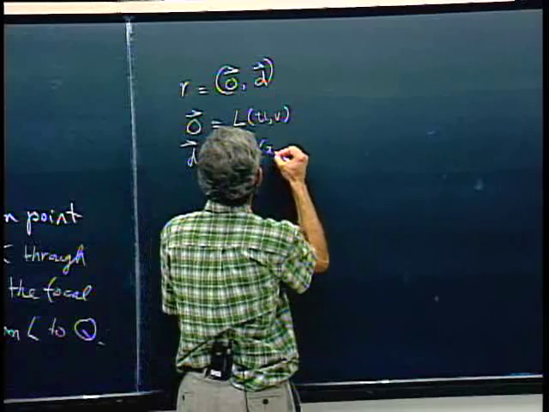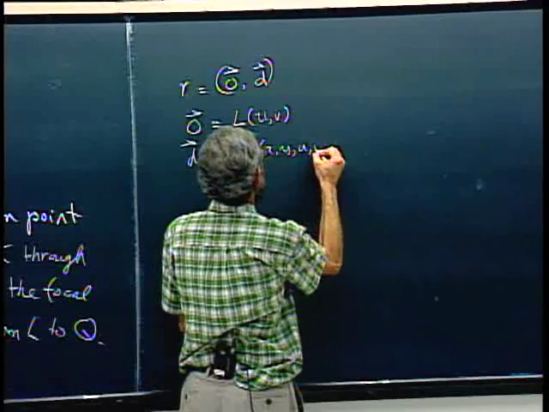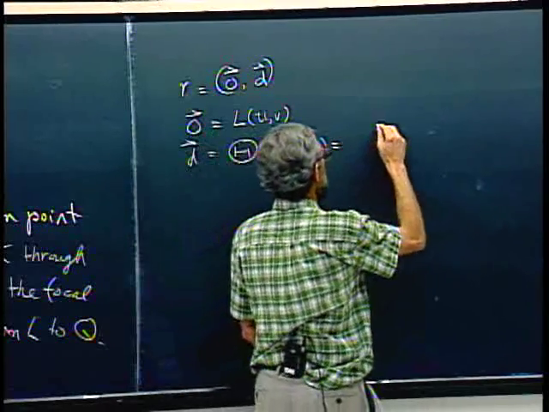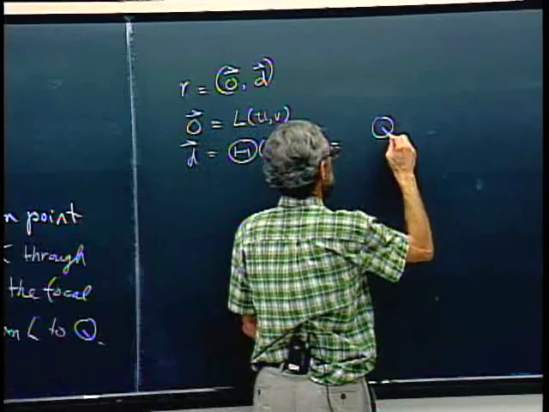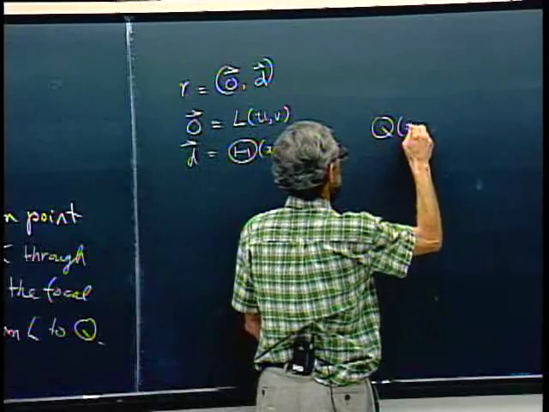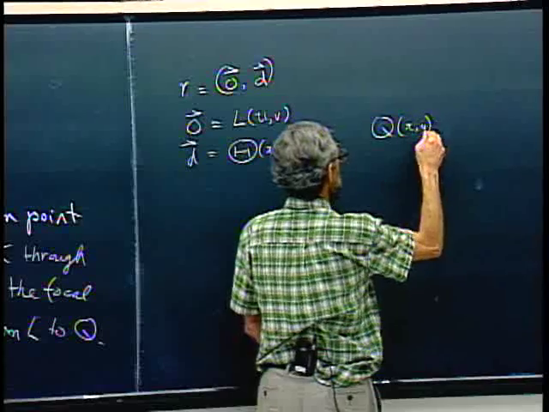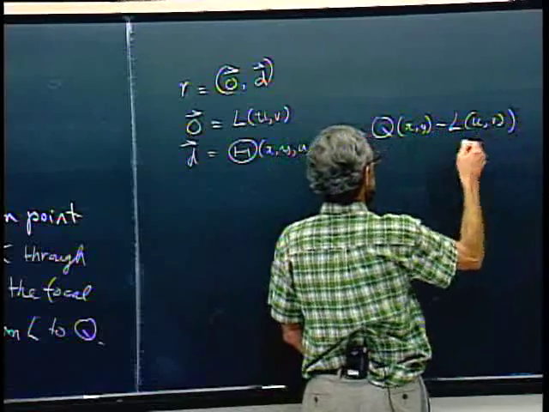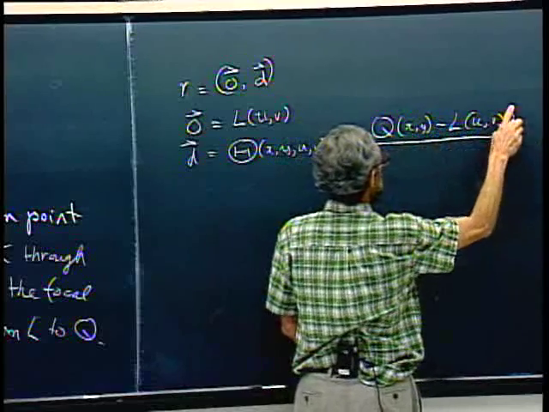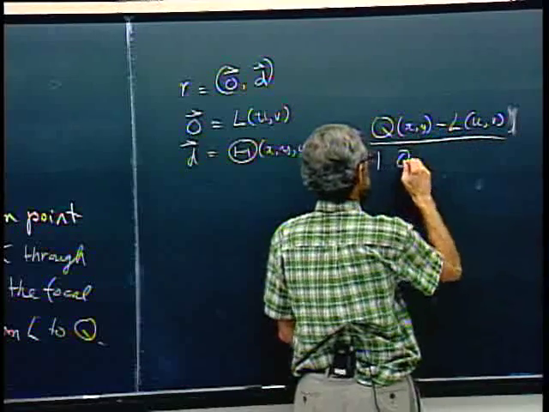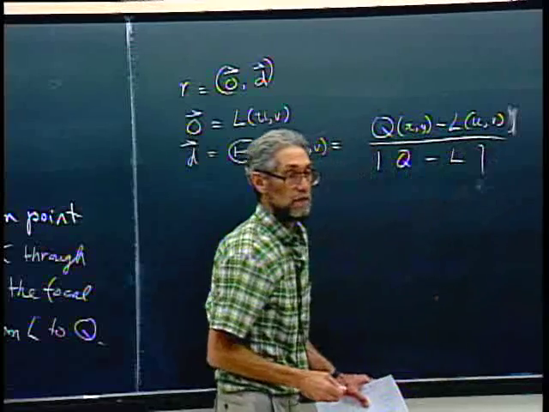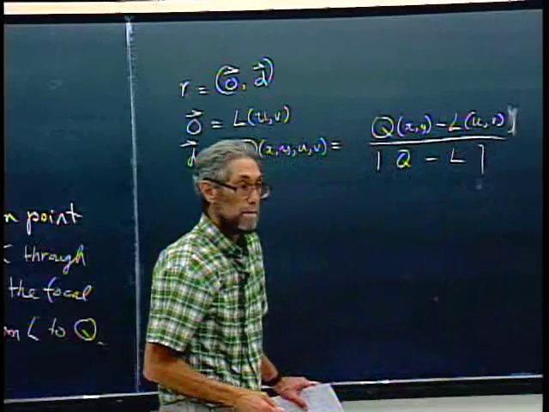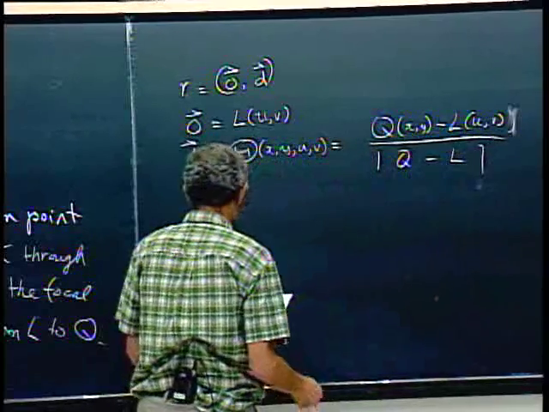This depends on X, Y, U, and V, because it is the direction Q, which depends on X and Y, minus L, which depends on U and V, divided by the absolute value of Q minus L to make it a unit direction vector.